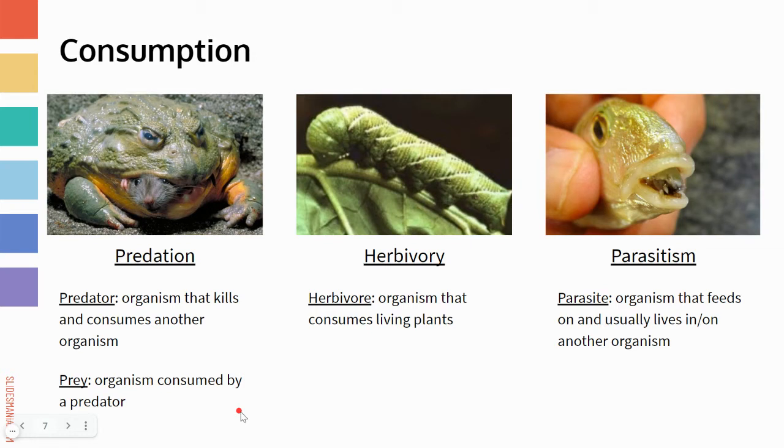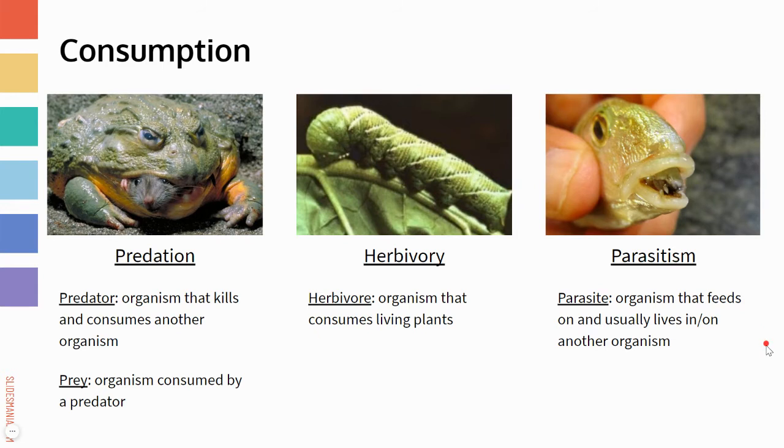We could also think of consumption as referring to herbivores. In this sense, the predator is the herbivore, the thing that's eating the plants, and you could think of the plants as being like the prey, the thing being eaten. But we just give it a special name when it's plants that are being eaten instead of animals.